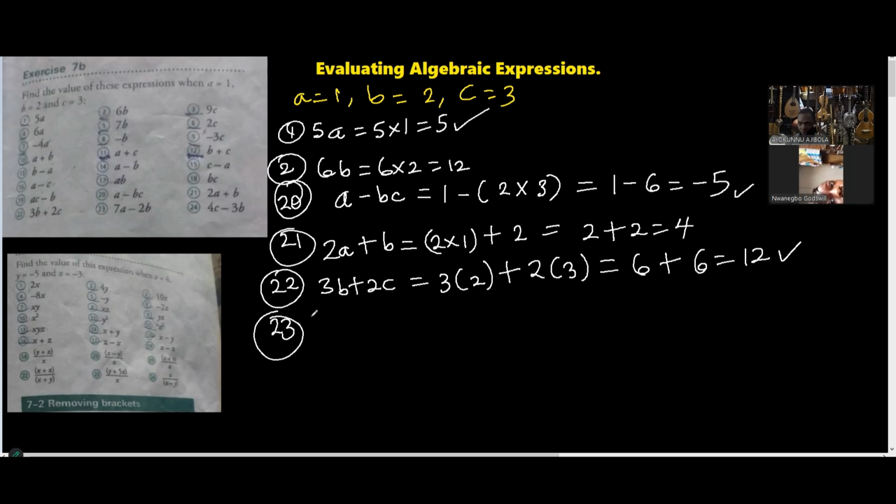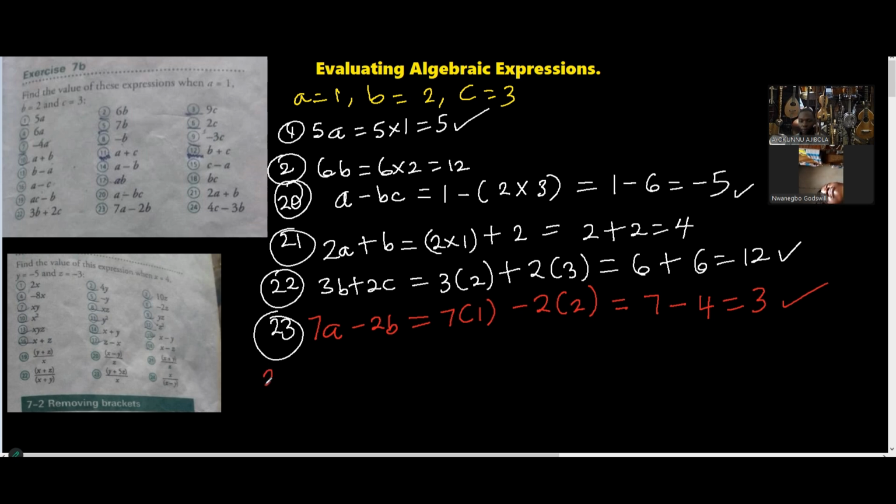So number 23, we have 7a minus 2b. A is 1, that's 7 times 1. B is 2, that's 2 times 2. So that would be 7 minus 4, which is 3.